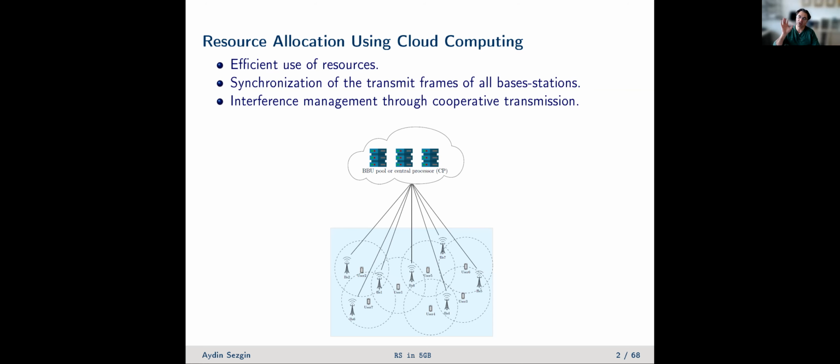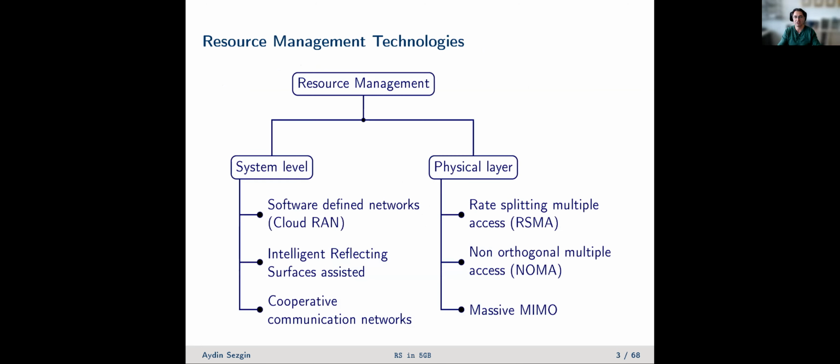But let's zoom out, because this is just one approach we can do. On the next slide, I would like to give an overview of the general management technologies we have. At the system level, we can do some cloud computing, which is mainly done today in terms of software-defined networks. On the system level, we could also incorporate intelligent reflecting surfaces to improve the performance of the system, which is investigated heavily nowadays. And of course, we could apply cooperation techniques in communication networks, on a network and on a system level.